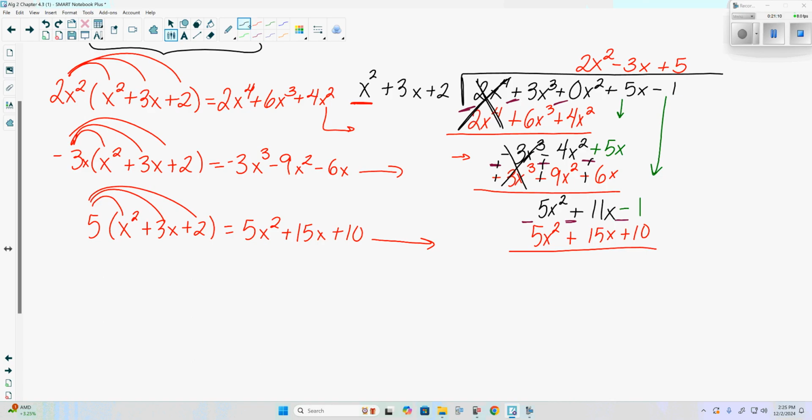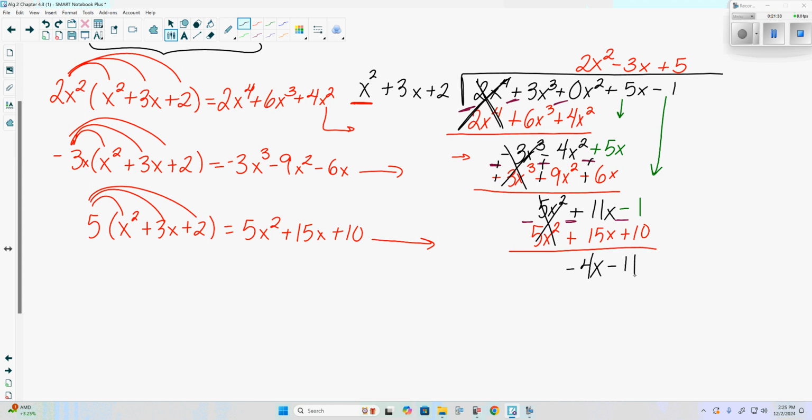Questions on this here? Questions on anything we've done so far? 5x squared minus 5x squared is 0. 11x minus 15x, 11 minus 15, is negative 4x. Negative 1 minus 10.